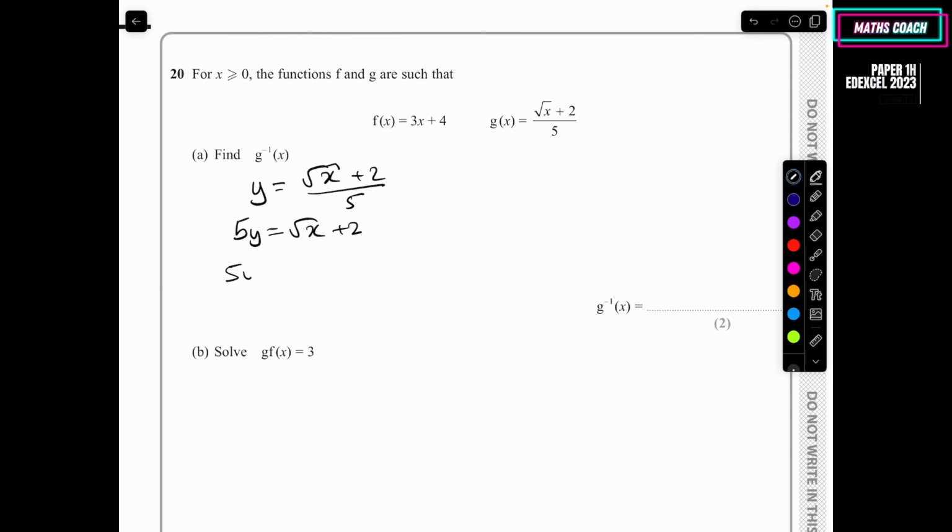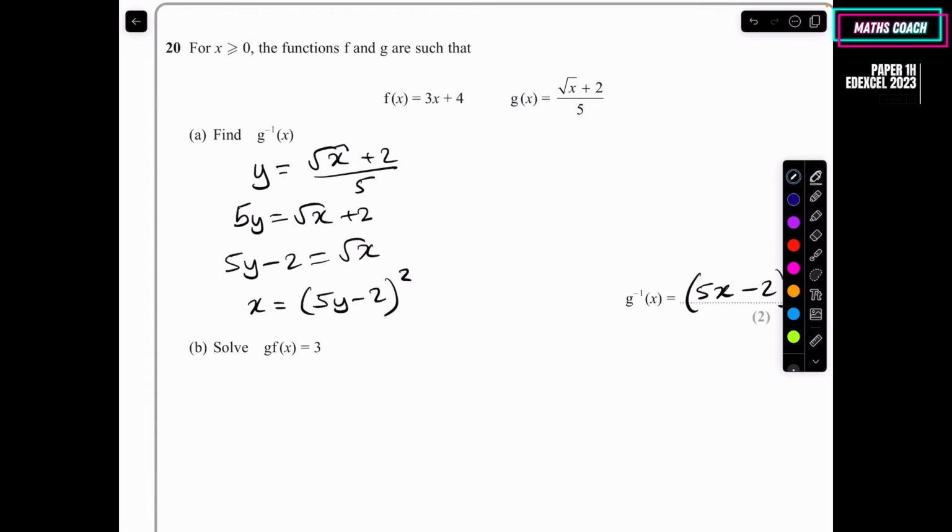Take the 2 to the other side. So 5y minus 2 is equal to root x. I don't want root x, I want x. What do I do? I square both sides. So x is equal to the square of 5y minus 2. So 5y minus 2 squared. So that is x on its own. So for my final answer, I'll just replace the y that I have when I write it. So it will be 5x minus 2 squared, and that is the inverse.